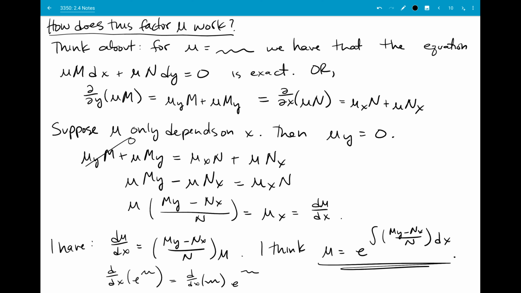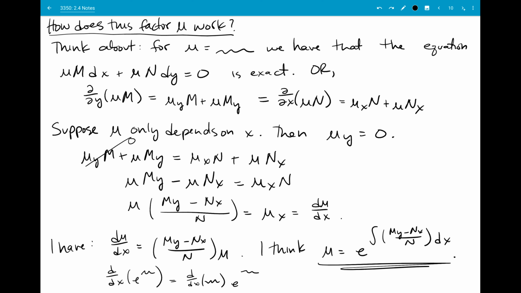At the start of this special calculation of mu, I said suppose mu depends only on x. If you said suppose mu depends only on y, the same thing would happen. It's just that you would end up with that other equation. I'm not going to do that because it's repetitive. And this hopefully gives you the intuition for how the whole factor works in either case.